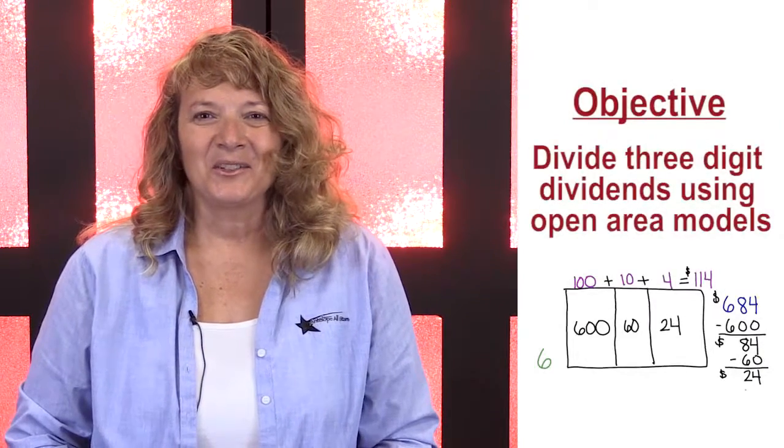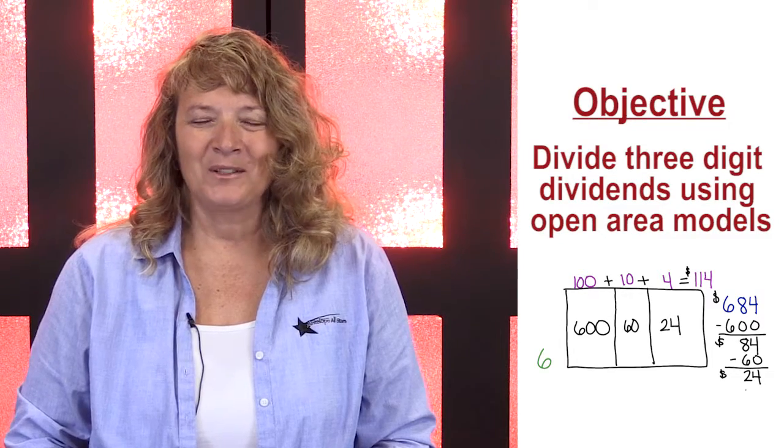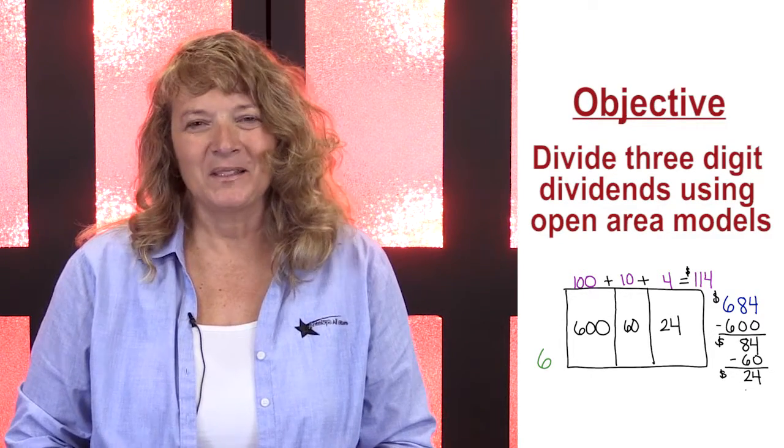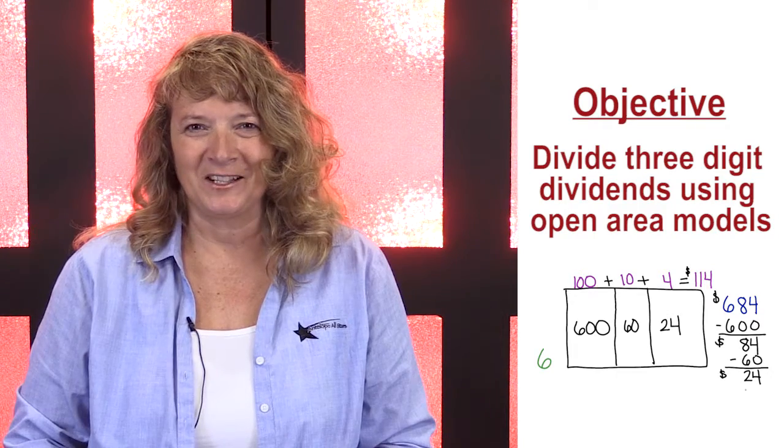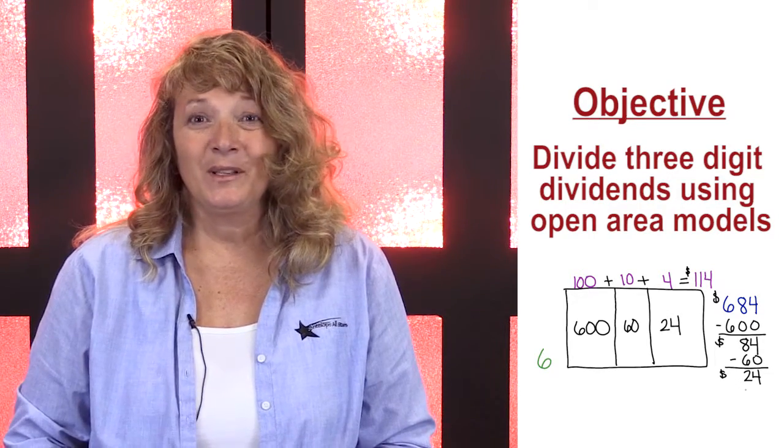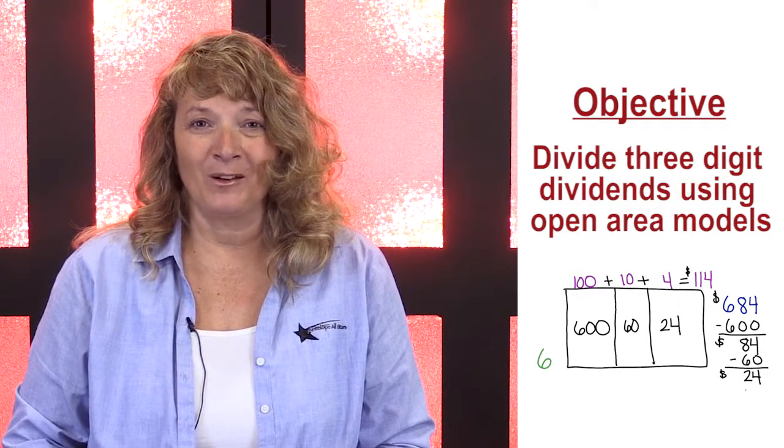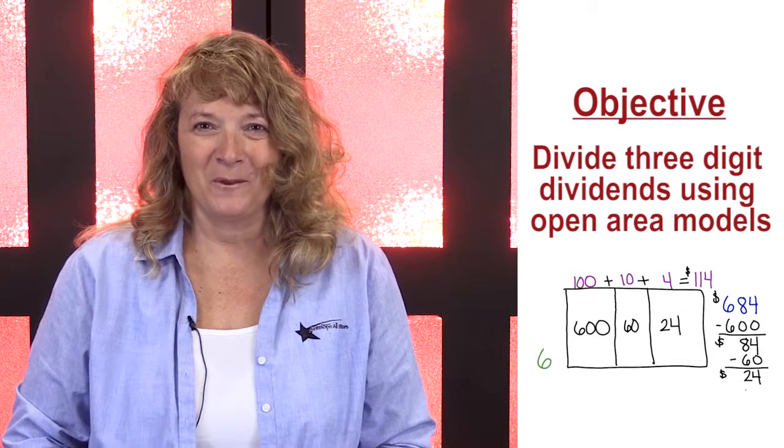In this lesson, students learned to use the open area model to divide a 3-digit dividend by subtracting out multiple sets of the divisor as partial quotients. We did this by using an open area model and thinking about the context for the remainders.